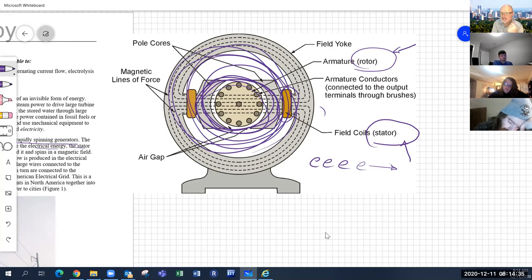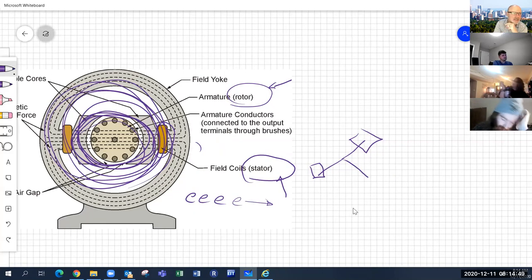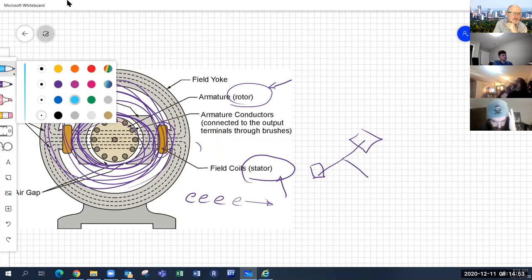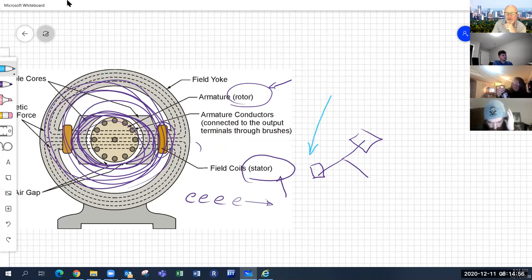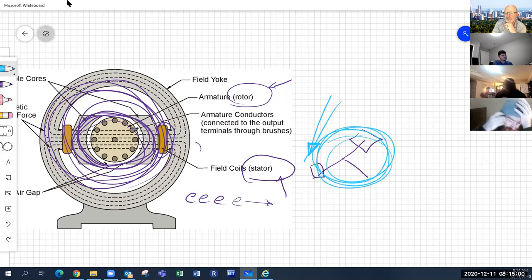Now, in a hydro dam, they have these like paddles, right? Basically these paddles. And what they do with these paddles is they get the water and they pour the water through on these paddles and it starts spinning. And this is what happens inside, is it starts spinning.